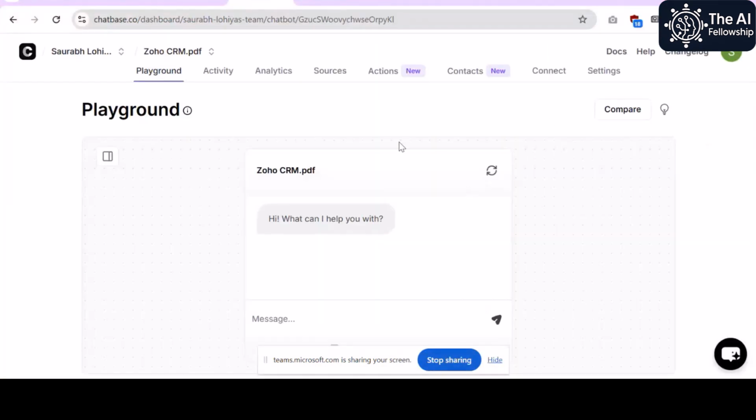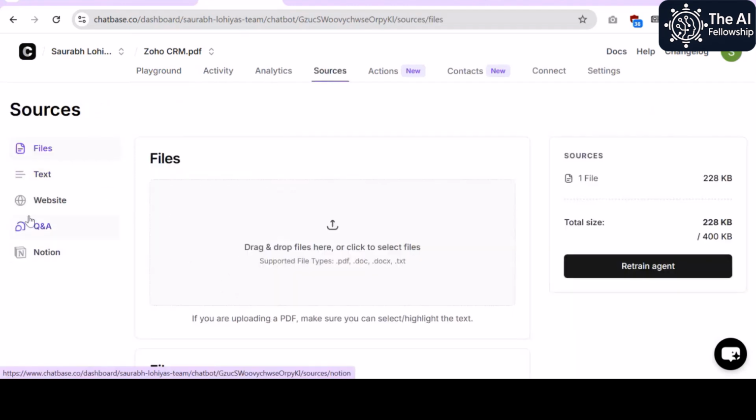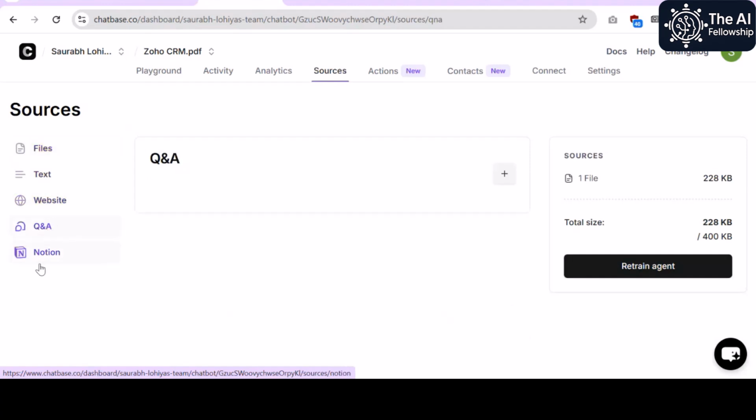Perplexity is faster. So yeah, analytics, sources. These are the tabs we can mention here. The sources could be a website. You can just type in Q&A. You can connect your Notion. Some chatbots also allow, for example, Perplexity allows you to connect with Google Drive and all. So these kinds of integrations, typically all these chatbots have.